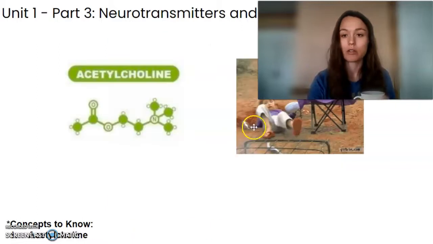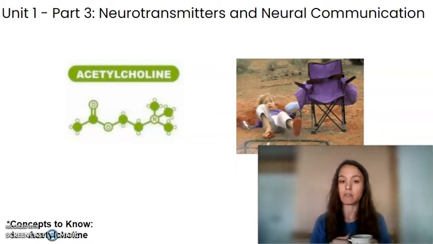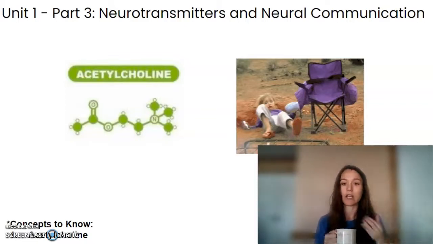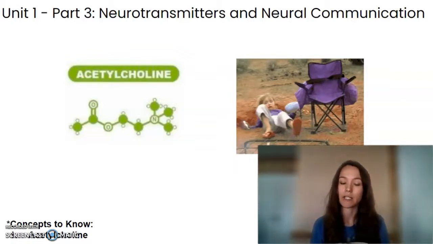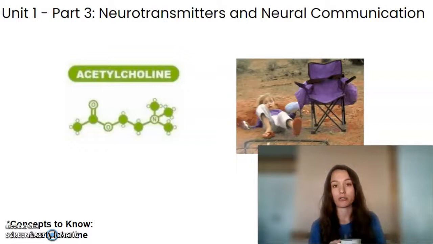Okay, so the most important part of today is learning about the different types of chemicals. The different types of chemicals or neurotransmitters have different chemical shapes, and they have different messages that they send. This particular neurotransmitter is called acetylcholine, and it is responsible for sending messages about muscle contraction.